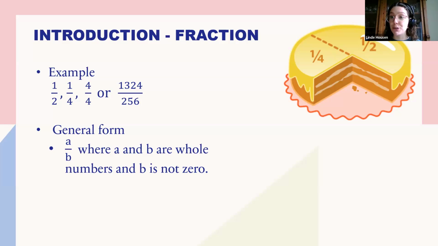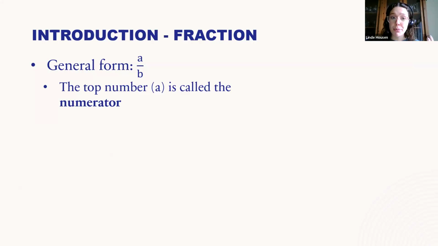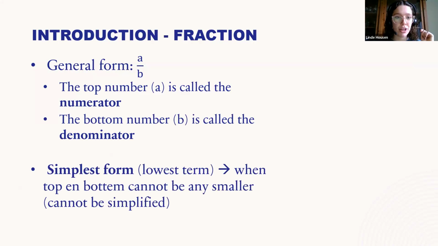Okay, so this is a general form, but we will zoom in into more details now. So the top number A, we will call the numerator, and the bottom number B is called the denominator. So those are two terms you guys need to remember. And if I'm talking about a numerator or a denominator through the rest of the presentation, you always have to think back, okay, the numerator is the top number, the bottom number is the denominator.